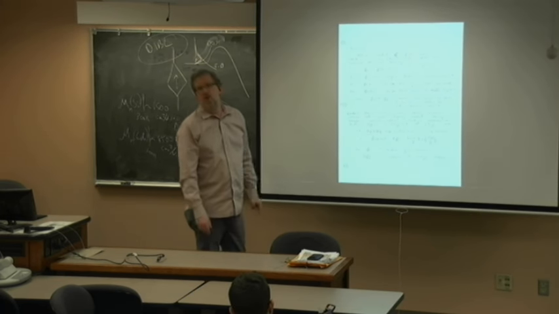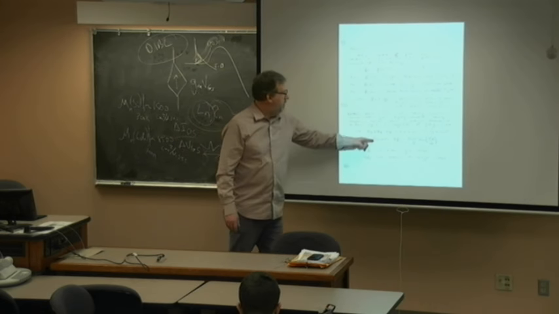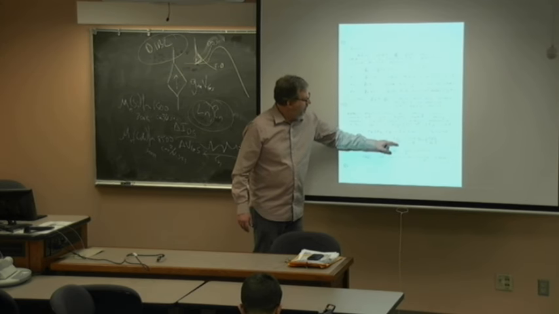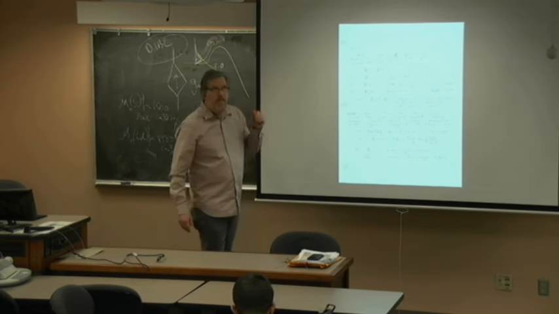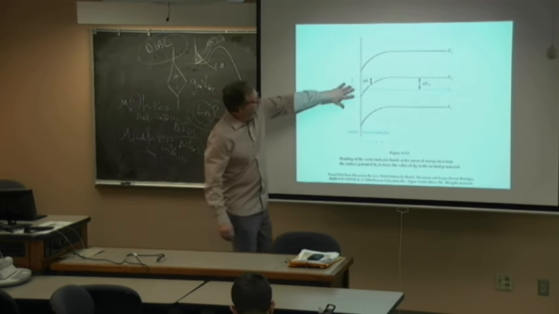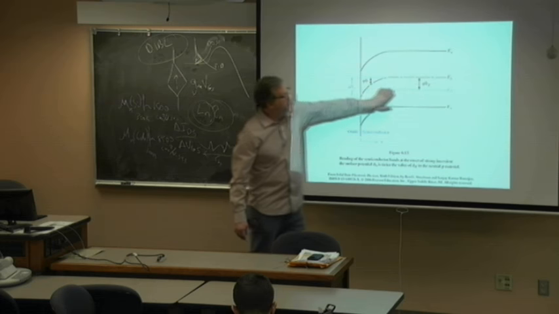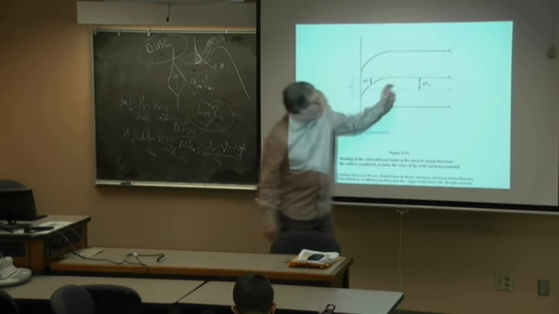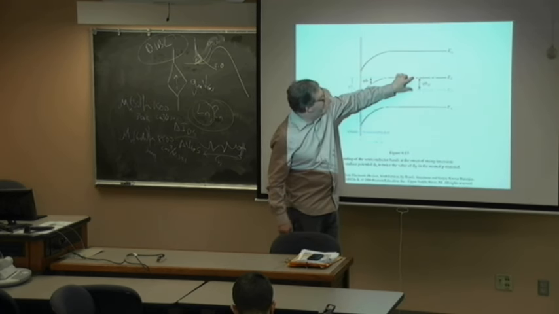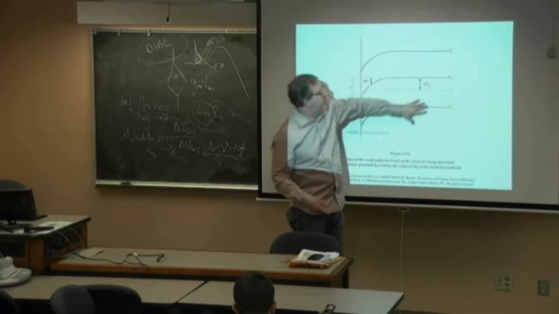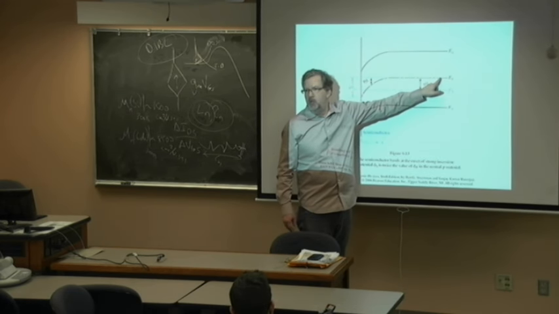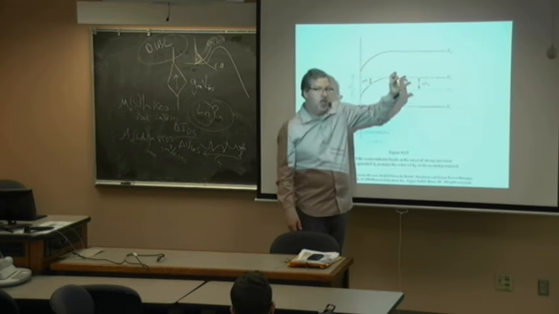The condition for the inversion is making the surface as N-type as it is P-type in the bulk. So this phi F is a measure of how P-type this material is in the substrate, right? It's how far the EF level is below the EG over 2, the EI point. So that becomes my yardstick.